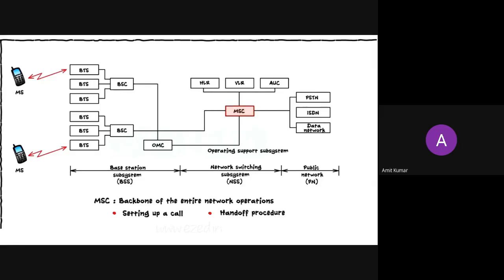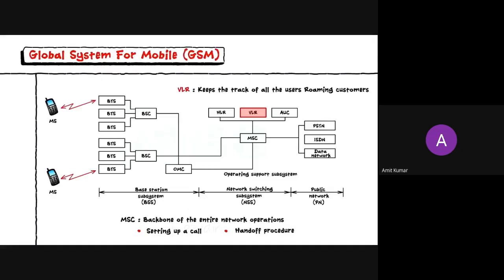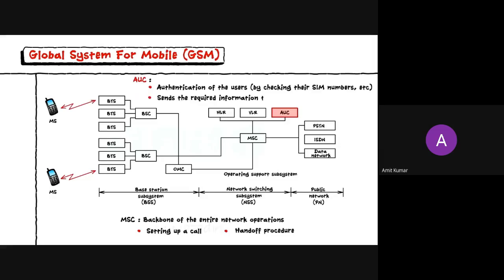Other blocks of NSS are HLR, Home Location Register, which keeps the database of all the users who reside in the same geographical area. VLR, Visitor Location Register, keeps track of all the users who are visitors for that particular geographical area, mainly roaming customers. AUC, Authentication Center, mainly controls the authentication of the users by checking their SIM numbers, etc., and sends the required information to the MSC.